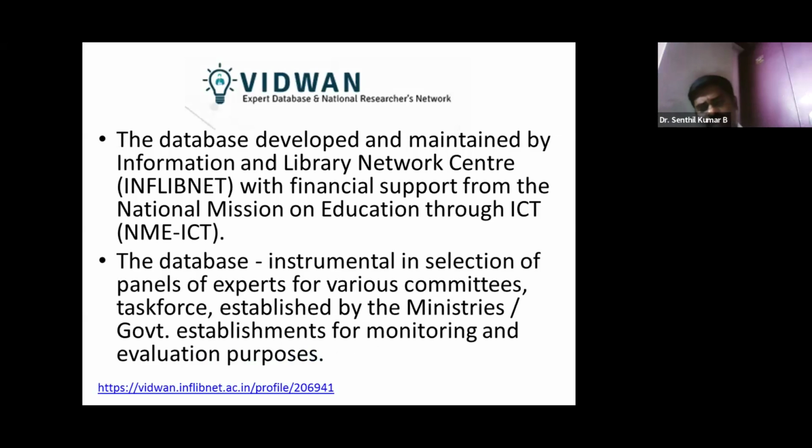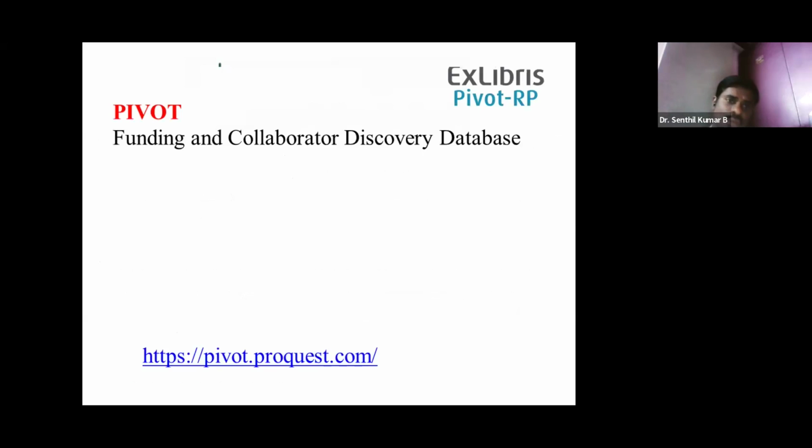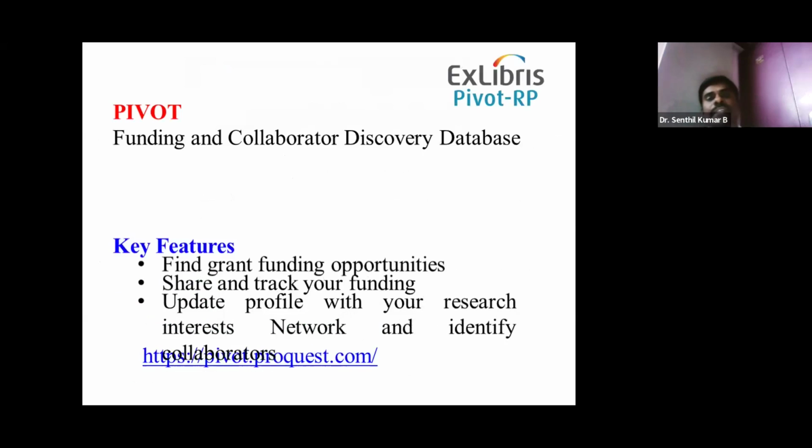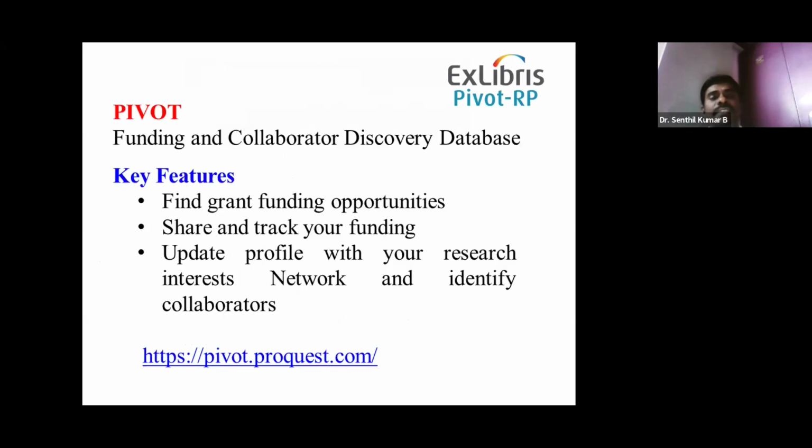And apart from this, you have a lot of networks like Pivot, which is a funding and collaborative discovery database. The key feature is that it focuses only on funding and collaboration. It finds grant funding opportunities, and shares and tracks your funding. It updates your profile with your research interests, networks, and identifies collaborators. So this is only for collaboration and funding. You can focus on Pivot.